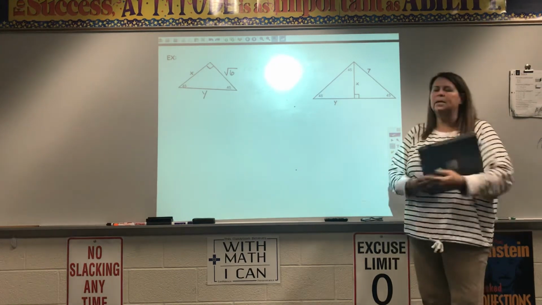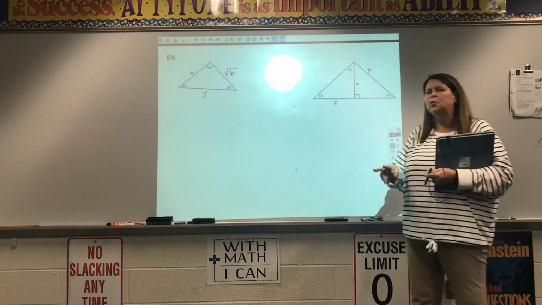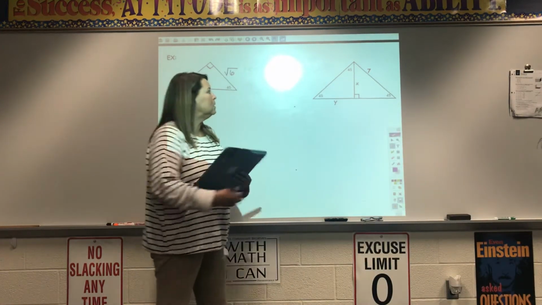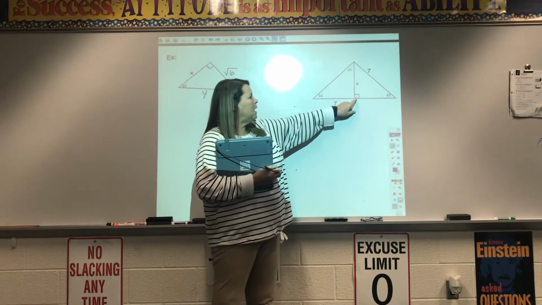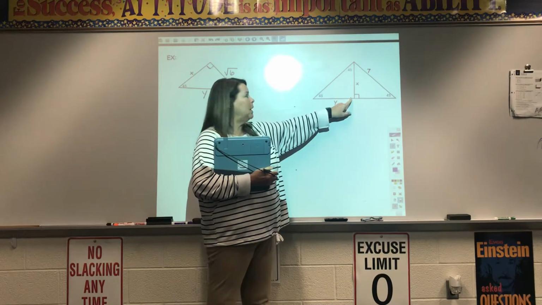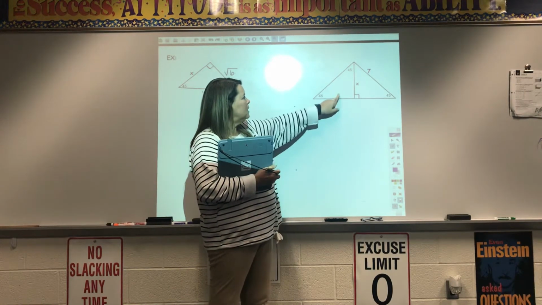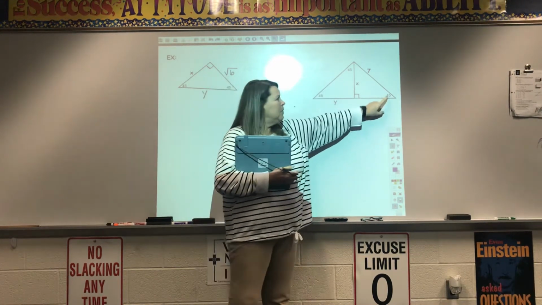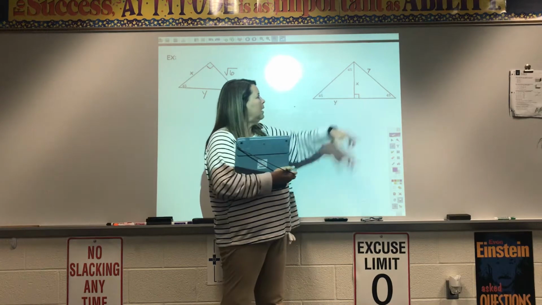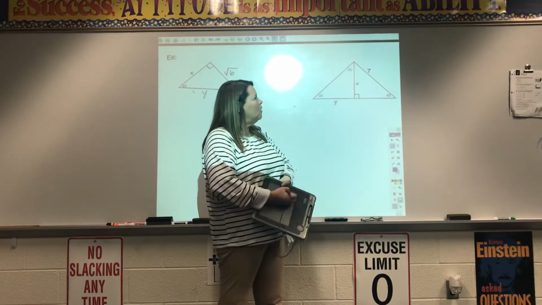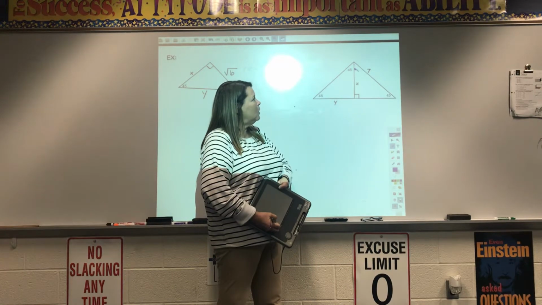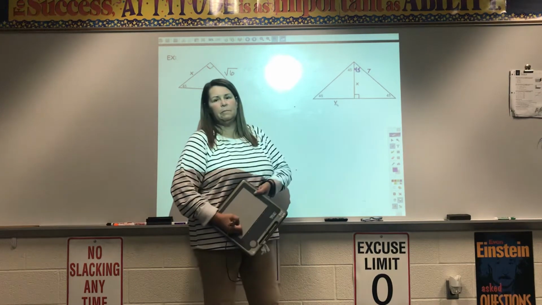All right, so in this triangle, we actually have two 45, 45, 90 right triangles. If this is a right angle, then this automatically is a right angle, which then makes this triangle 45, 45, 90. If this is 45 and that's 90, then that means automatically this angle up here is also 45.